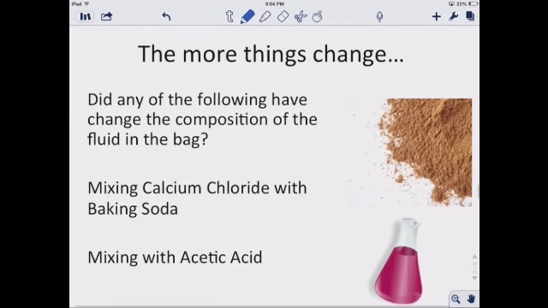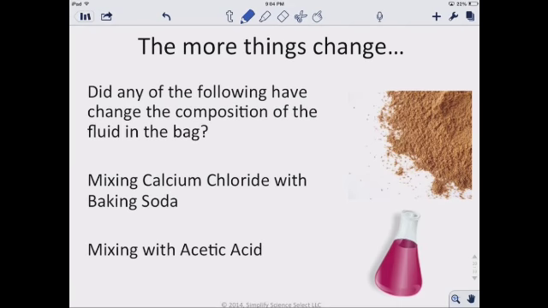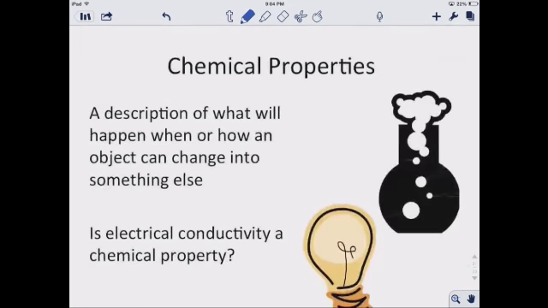So when we looked in the lab, did any of the following change the composition of the fluid in the bag? We think about that. Mixing the calcium with the baking soda, did that change anything? No, that really didn't change anything. It was only when we mixed the acetic acid with everything else that it ended up changing it.